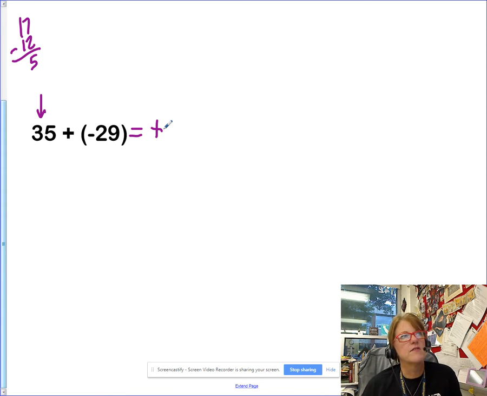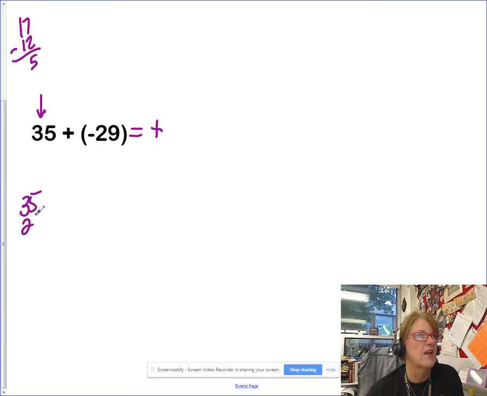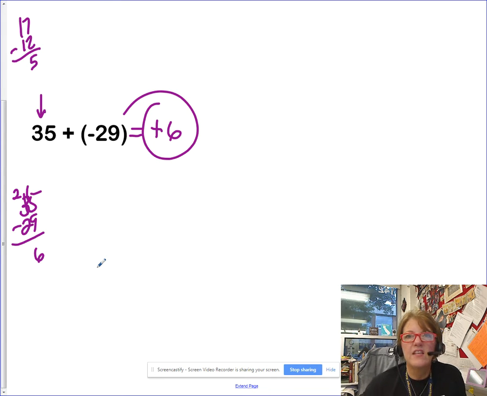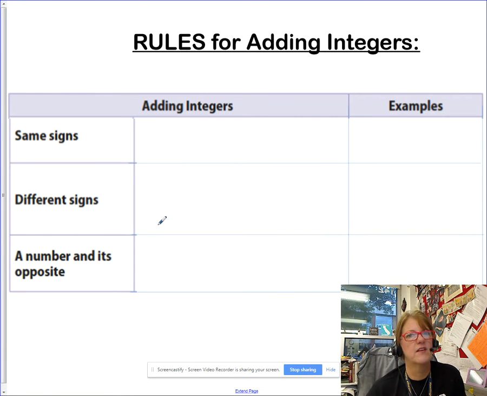The positives are going to win, but all 29 of these negatives basically neutralize one of the positive people. So once you find the absolute values, because my signs were different, find the difference. Take and find the difference between 35 and 29. You get 6, and it's positive 6. Now notice, typically you don't have to write your answer with a plus sign to indicate that it's positive, but because I was determining what the sign of my answer was first, that's why I put it there.